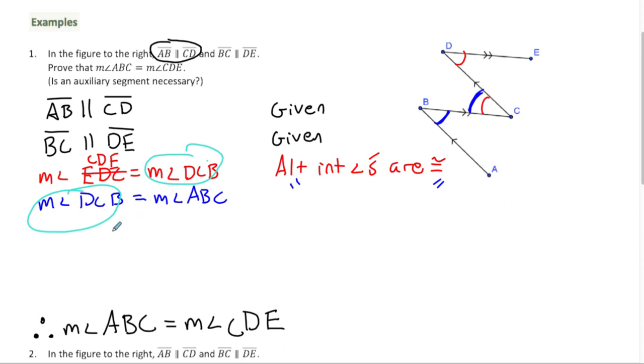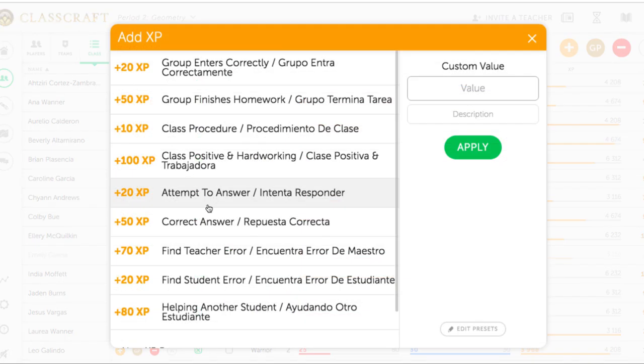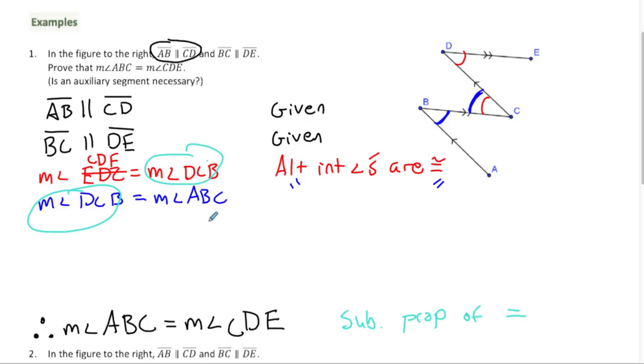I was using some property here that someone's going to give me a quiet raised hand for. What is the reasoning to get from here to my final line? Colby. Substitution property. Substitution property of equality. Raise your hand. It was raised, but I didn't call on you. There it is. Done.